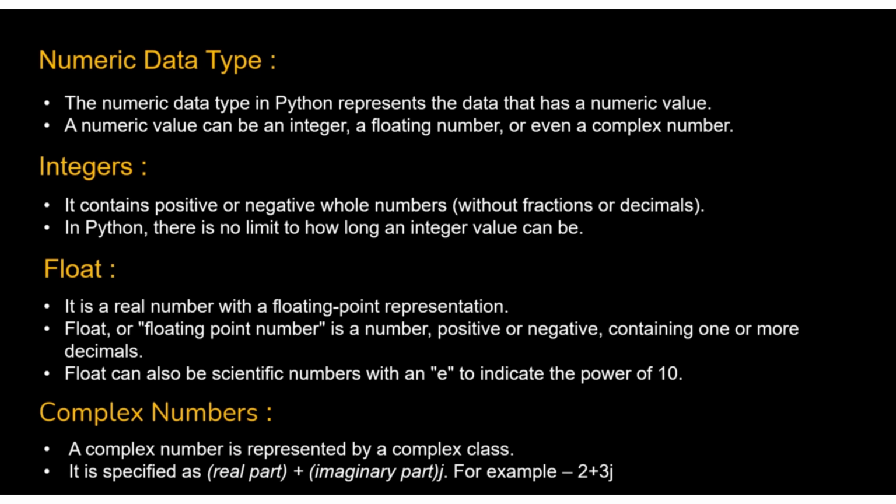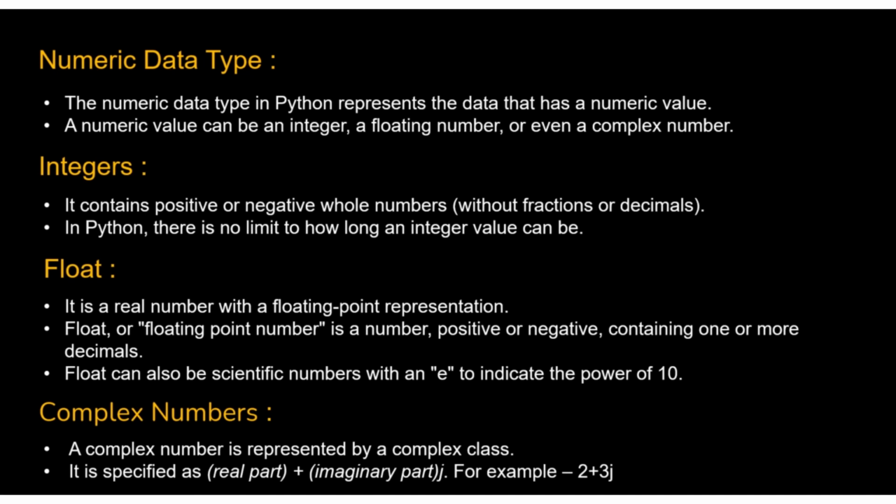Next one is float. It is a real number with a floating point representation. A floating point number is a number, either positive or negative, containing one or more decimals. Float can also be scientific numbers with E to indicate the power of 10.